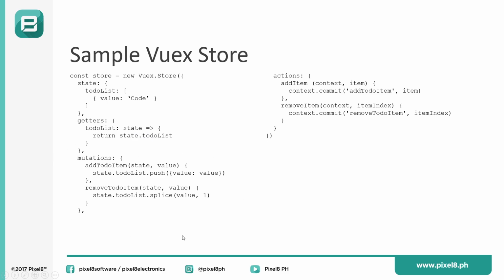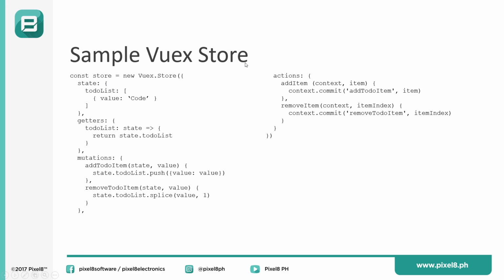For now, we have two mutations, the add and the remove. You will notice that the add to do item contains a state and a value. The state is basically this one, while the value is the value passed to the mutation itself. So what do we do with the mutation? Basically, we manipulate our state inside mutations. As you can see, we have a push here and a splice. We can add and remove values from our to-do list right here.